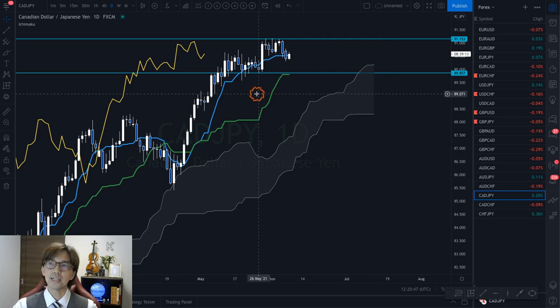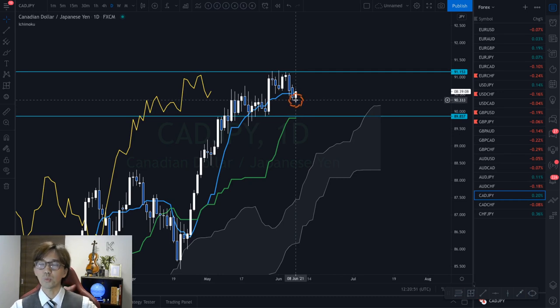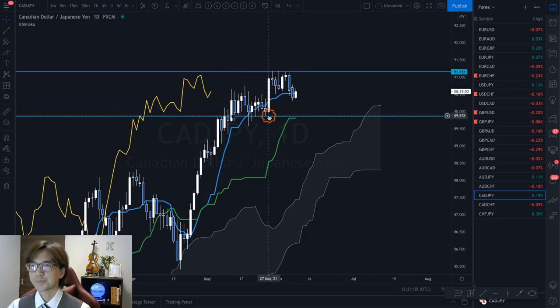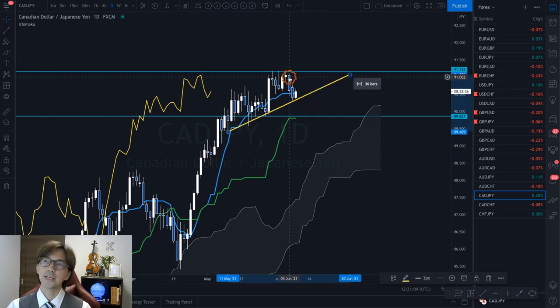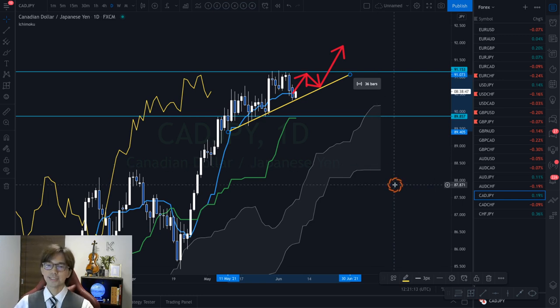CADJPY is nicely uptrending. Today's candlestick is bullish, so this is a bullish day. And price is above the Kijun Sen and Kumo, Chikou Span above the candles. So this might bounce off this trend line, and it can form a P wave structure. It can form a P wave and break upwards this way.